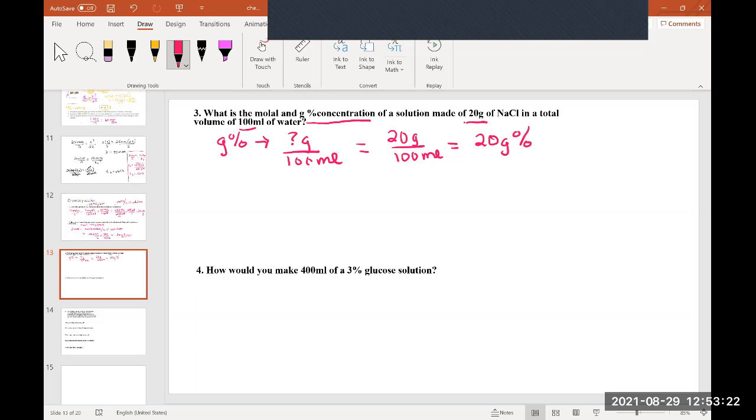Now, the more challenging problem is calculating molal. Molal is the number of moles per kilogram of solvent. Now that's different than molarity. So molarity is number of moles per liter of solution. These are different things. However, in our classroom, we are using water as a solvent.